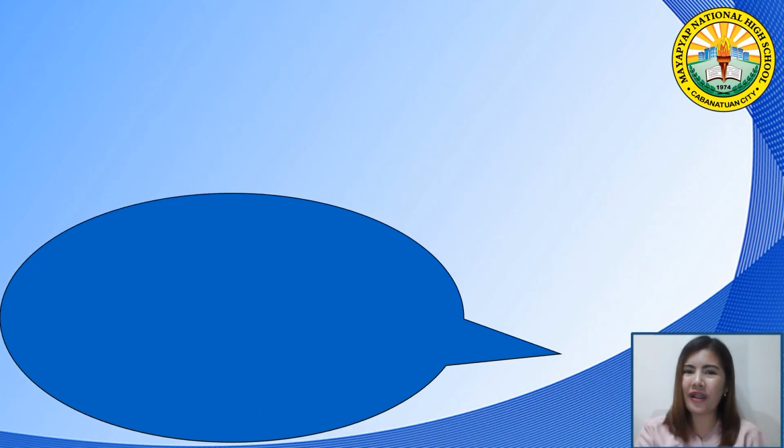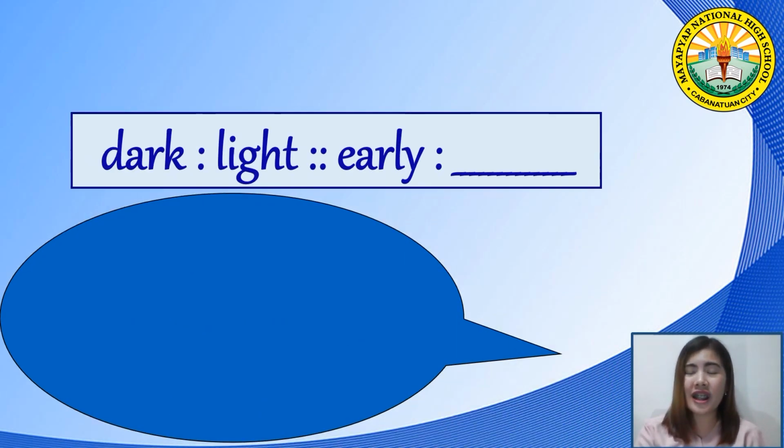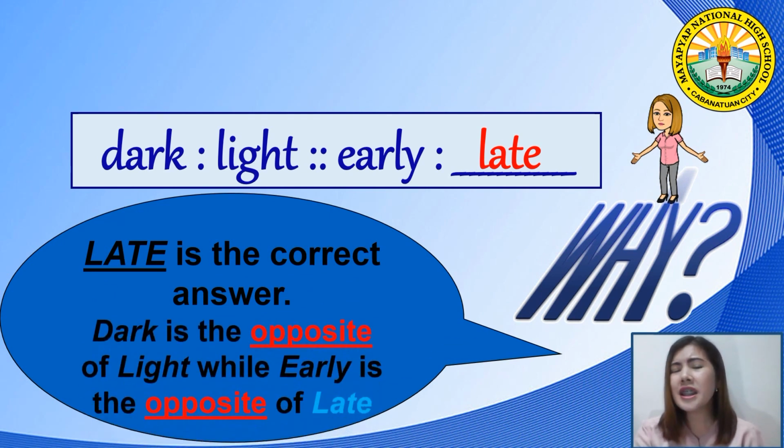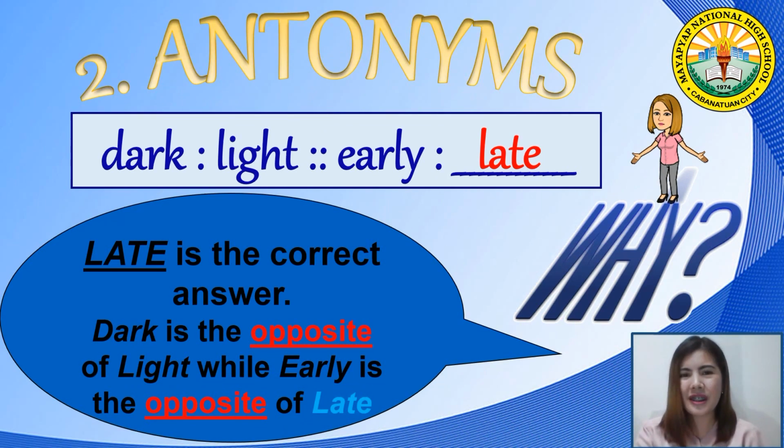Let's move to another example. Dark is to light as early is to? You nailed it! Late is the correct answer. Why? Again, let's analyze the relationship of the words. Unlike synonyms, this relationship shows opposites, and these opposites are called antonyms.